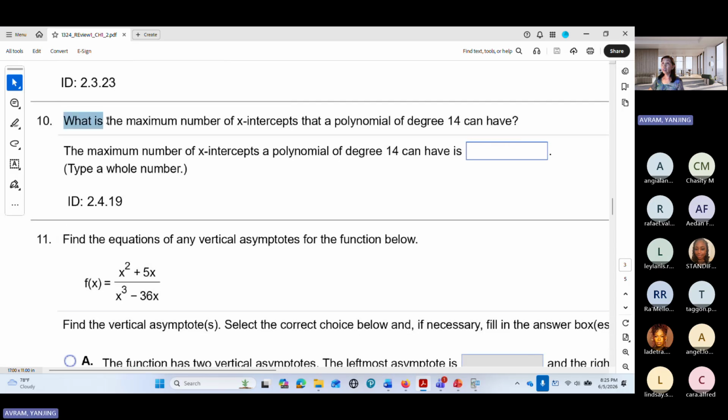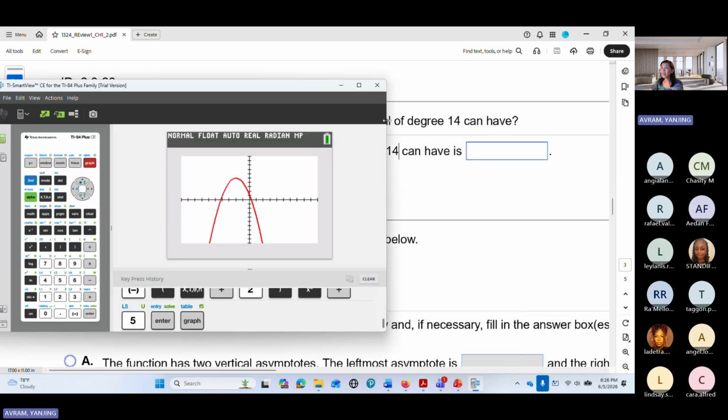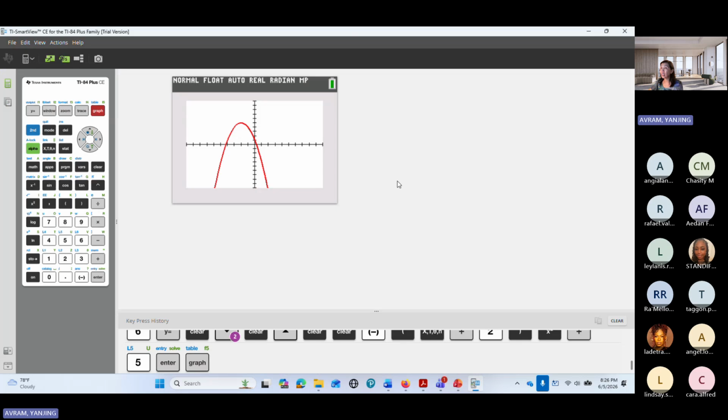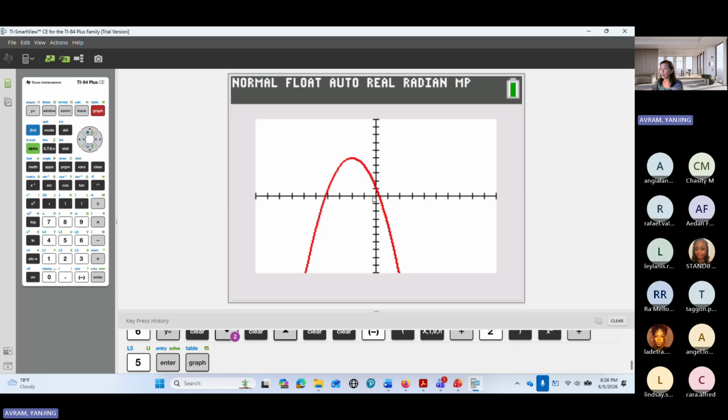Number 10 here. What is the maximum number of x-intercepts a polynomial of degree 14 can have? Okay, so the maximum number of x-intercepts is the same as the polynomial degree. So if you have a degree of 14, the maximum number of x-intercepts of the polynomial will be 14. So that's really easy, right? Look at this one right here. If I have a quadratic, which is power of 2, the most x-intercepts I can have is 2. So the most I can have is 2.